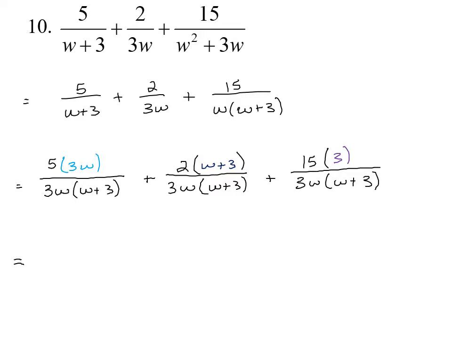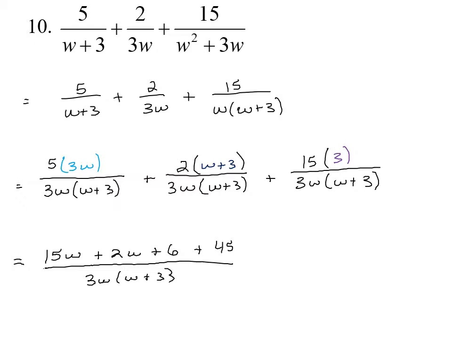Multiply that stuff across the top, and I'll get 15w. I'll get 2w plus 6, and 15 times 3 is 45. All divided by that one denominator of 3w and w plus 3. Now in this case, notice the 15 and the 2 make 17w. 45 and 6 is 51 over 3w times w plus 3.